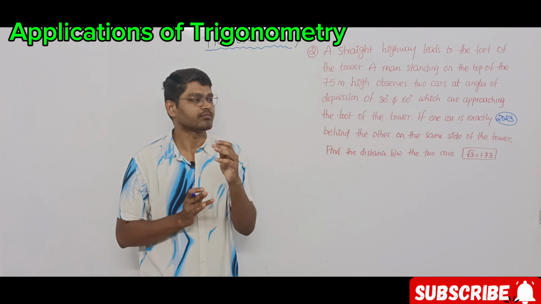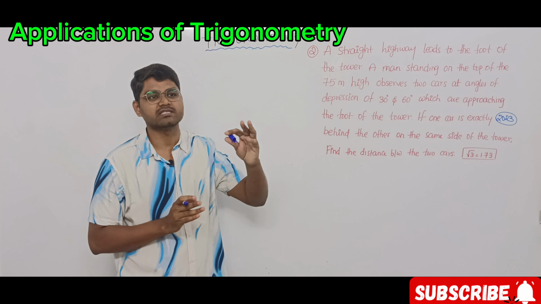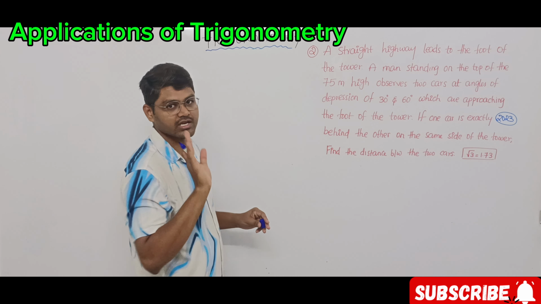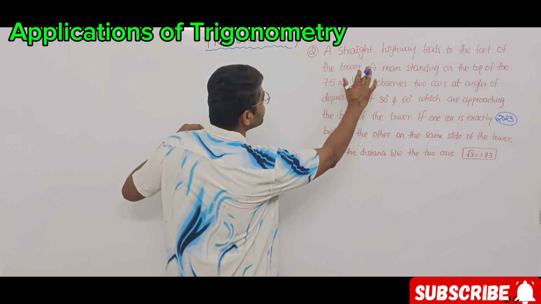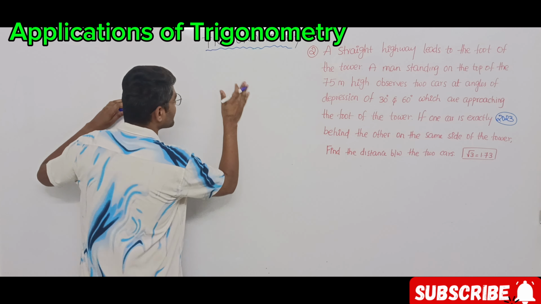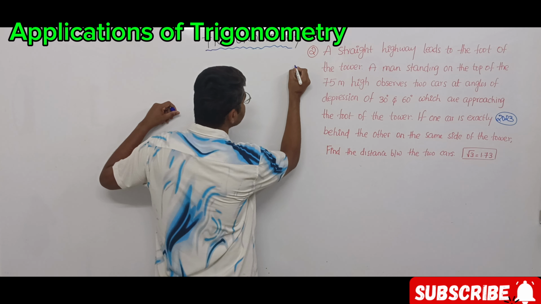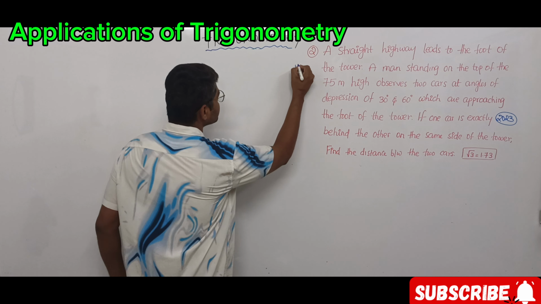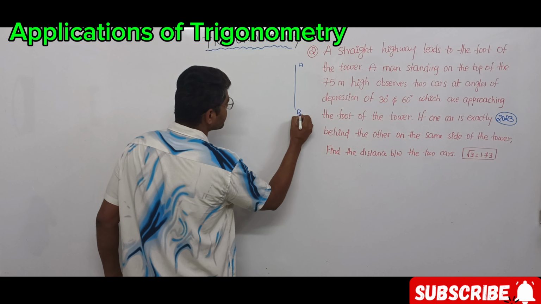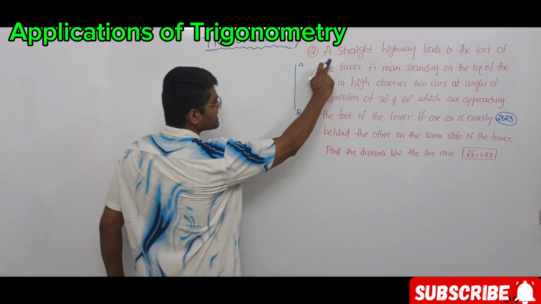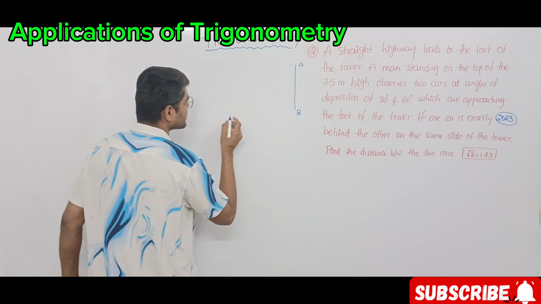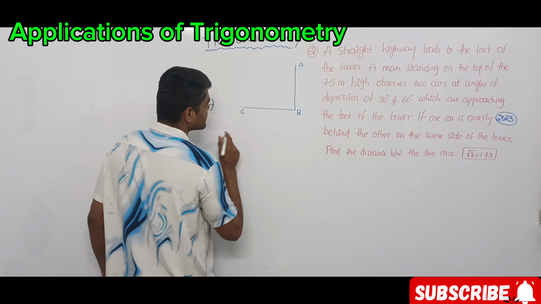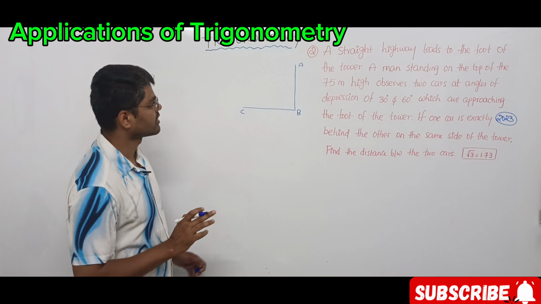Drawing the proper diagram for the given information means 60% of the question will be solved. The remaining 40% is calculation. That's it. A straight highway leads to the foot of the tower. One tower is there like this. Let it be the tower. This is AB, the tower is AB. This is the highway, BC is the highway.